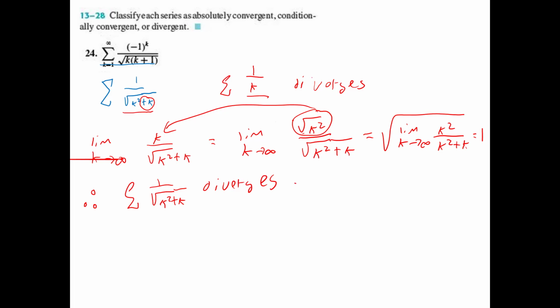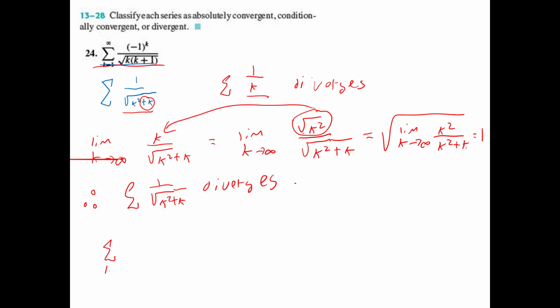But we're not done. It says classify each series as absolutely convergent, conditionally convergent, or divergent. So we just showed that this is conditionally convergent. That this is divergent, but we don't know if the original one converges or not. But I'm not going to go through it.